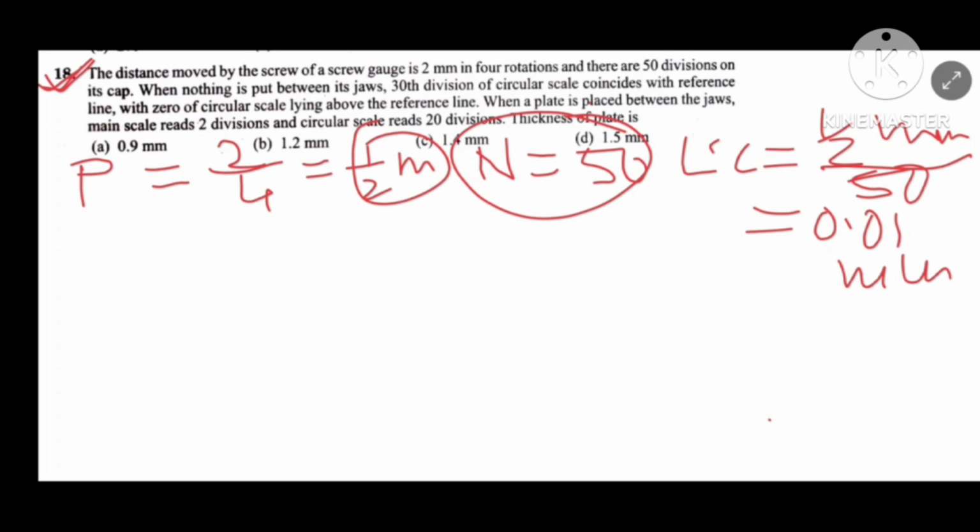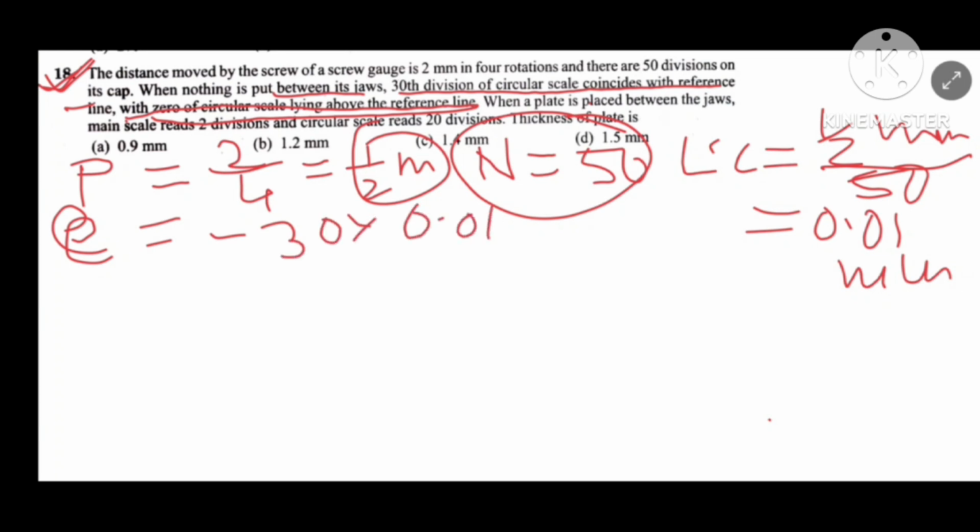Okay. Now look at this. When nothing is put between the jaws, 30 divisions of the circular scale coincide with the reference line, with 0 of the circular scale lying above the reference line. Look at this. This is very important. 0 of the circular scale lying above the reference line. So it is the negative error. So error E equal to, look at this, minus 30 into LC. LC is 0.01. So this is minus 0.3 millimeter.